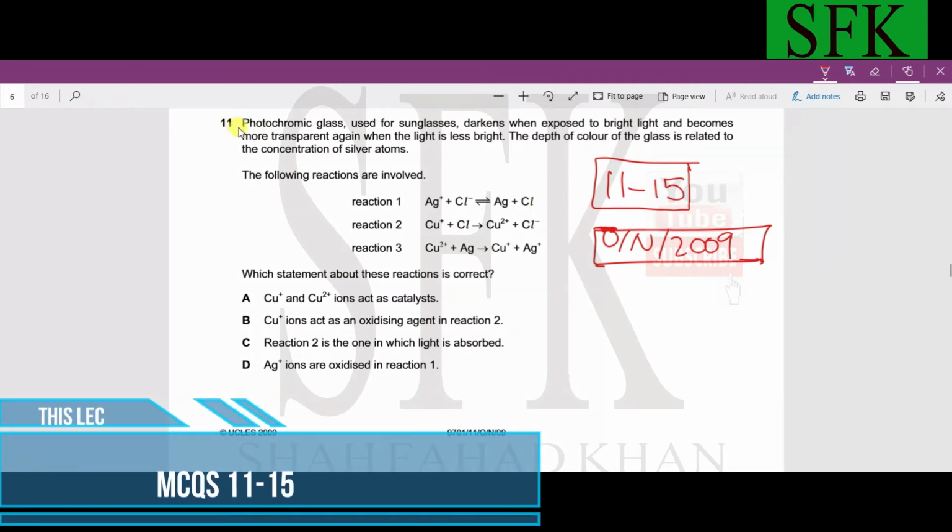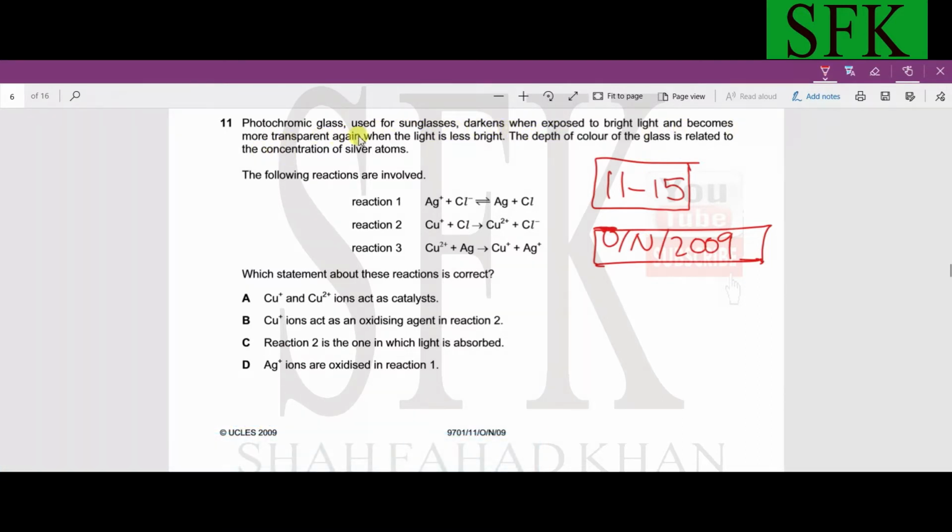Okay, so MCQ number 11. Photochromic glass used for sunglasses darkens when exposed to bright light and becomes more transparent again when light is less bright. The depth of the color of the glasses is related to the concentration of silver atoms. These are the three reactions that occur in this phenomenon. Which statement about these reactions is correct?